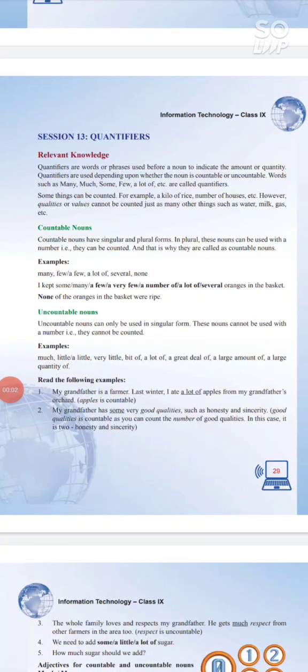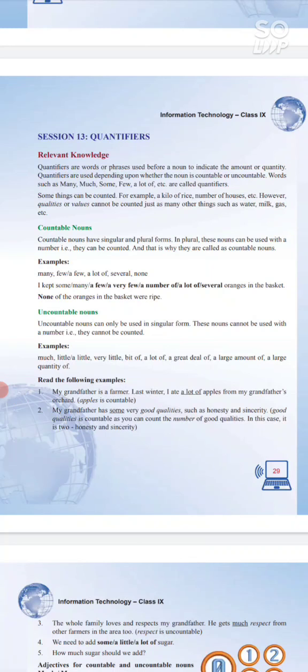Hello everyone. Today we will study session 13 and in this session we have the topic quantifiers. So let's read. What are quantifiers? Quantifiers are words or phrases used before a noun to indicate the amount or quantity. Quantifiers are used depending upon whether the noun is countable or uncountable.